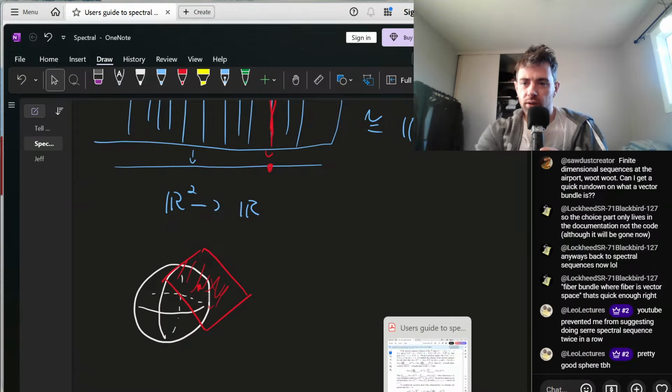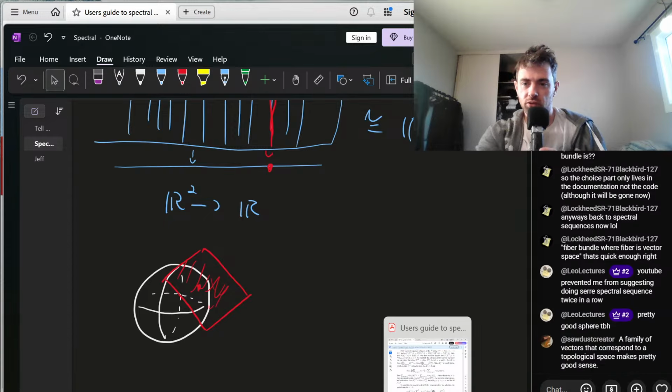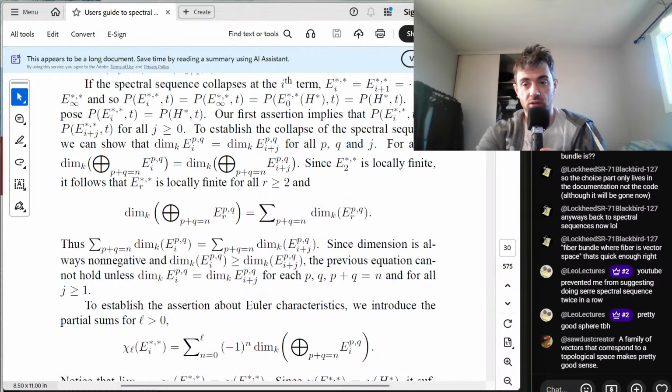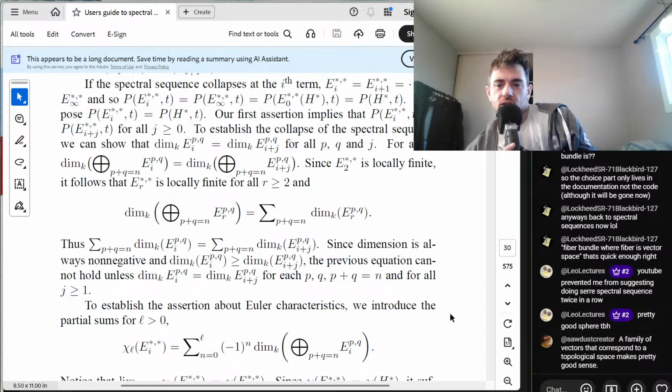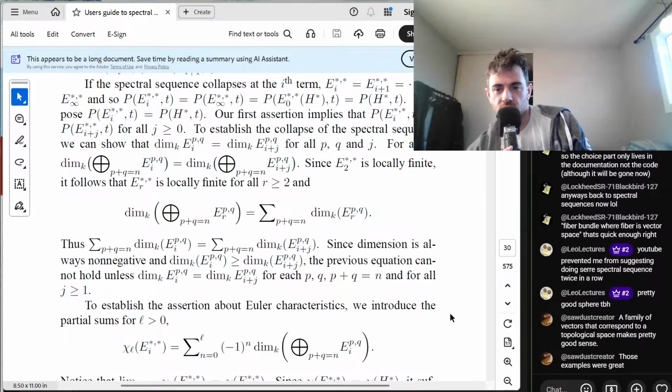The choice part only lives in the documentation, not the code. Yeah. Fiber bundle where fiber is a vector space. Pretty much. I mean, yeah, pretty much. There's something else about a specific map being linear, but whatever. YouTube prevented you from suggesting doing Serre spectral sequence? Very strange. I mean, we'll get there eventually.